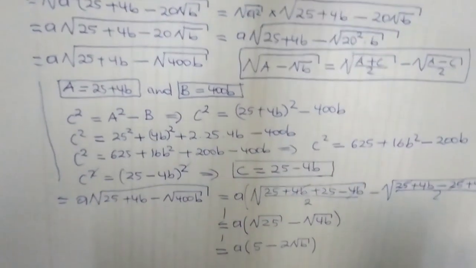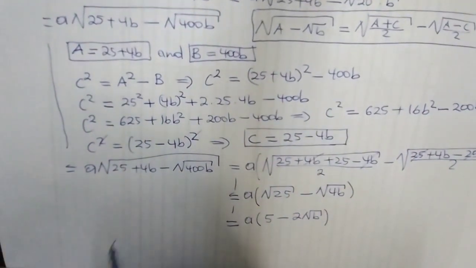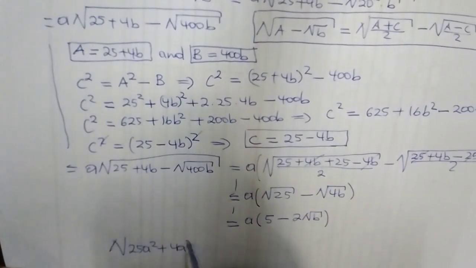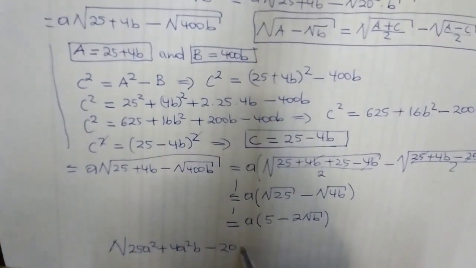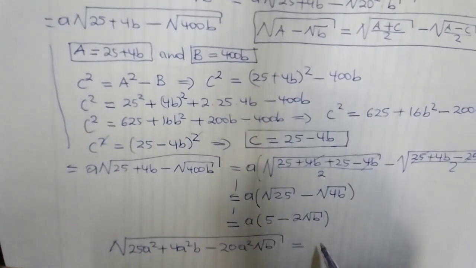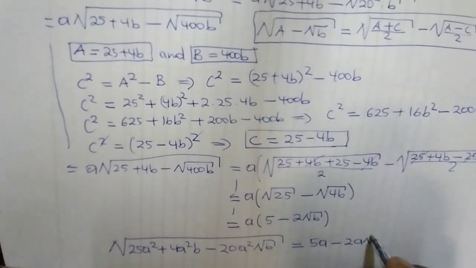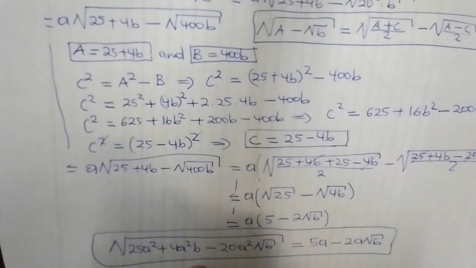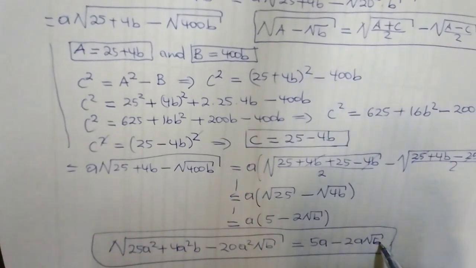So we can write the final answer. The square root of 25a squared plus 4a squared b minus 20a squared factor of square root of b can be written as 5a minus 2a square root of b. Ladies and gentlemen, look at how this expression has been simplified. It's nothing else but 5a minus 2a factor of square root of b.